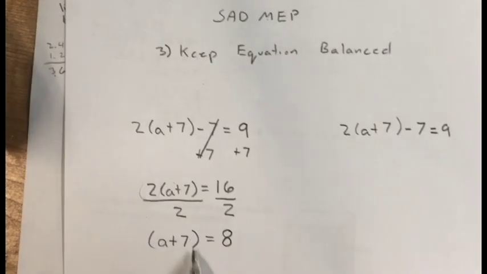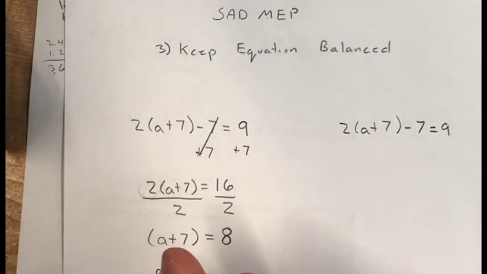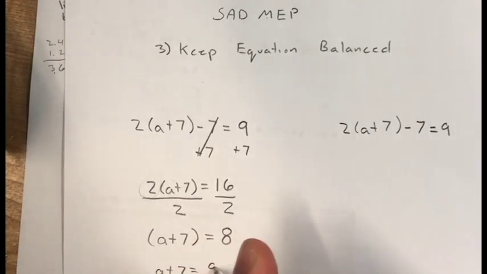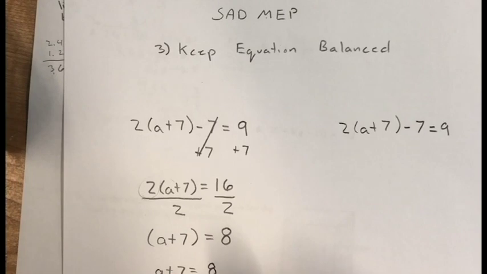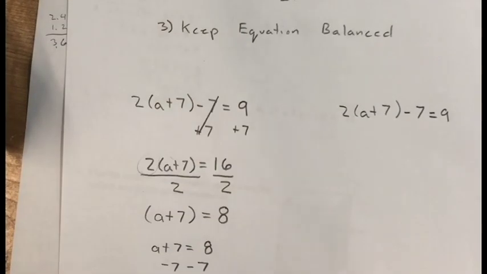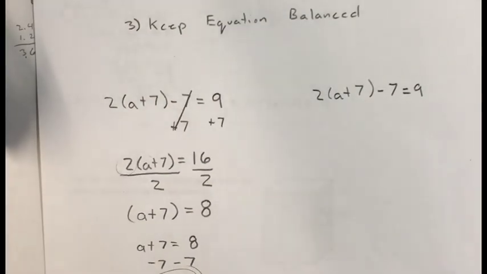Well, now I continue SADMEP. I can do work inside my parentheses because I don't have any exponents. Well, what's inside the parentheses? A plus 7. Well, I could rewrite this as A plus 7 equals 8. And how do I get rid of a plus 7? I subtract. So -7 on both sides. And I get A is equal to 1. This is one way of doing things.